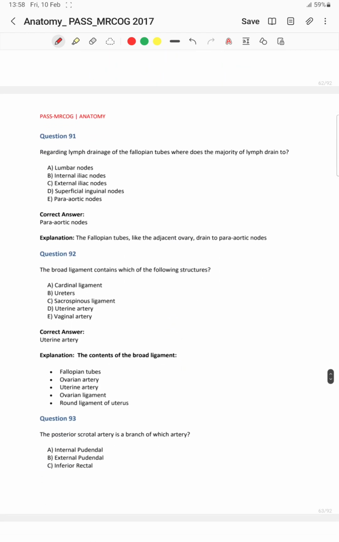Question number 91, regarding the lymph drainage of the fallopian tubes: where does the majority of the lymph drain to? Yes, the fallopian tubes, like the ovaries, drain to the para-aortic lymph nodes.